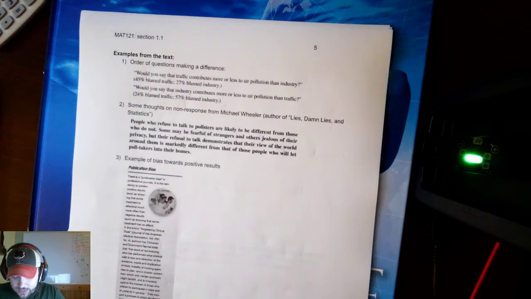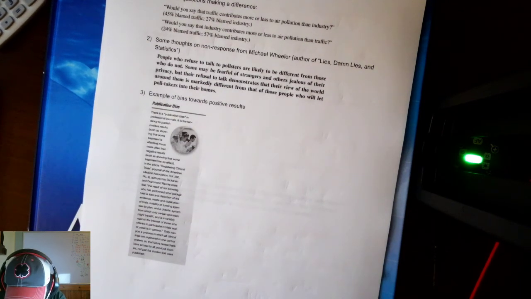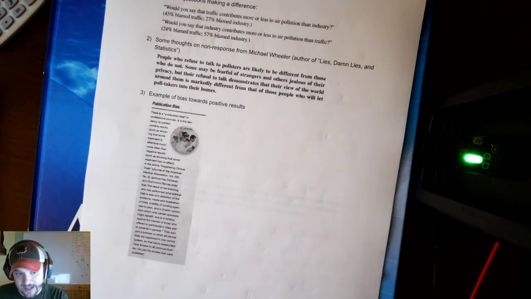And then thirdly, an example of bias towards positive results. And this is a little tiny on the camera, but hopefully you can read it on your own copies of the paper. It says, there is a publication bias in professional journals. It is the tendency to publish positive results that show that something is effective much more often than negative results that show something is ineffective.